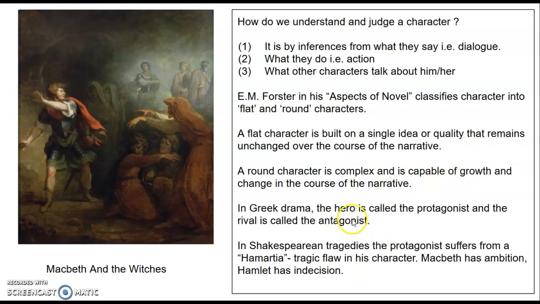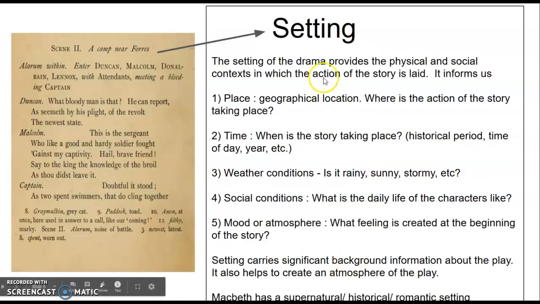In Greek drama, the hero is called the protagonist and the villain or rival is called the antagonist. In Shakespearean tragedies, the protagonist suffers from a hamartia or tragic flaw in his character that leads to his downfall. For instance, in this play, Macbeth suffers from excessive ambition that leads to his downfall. In Hamlet, the character Hamlet suffers from his problem of indecision that leads to his downfall.